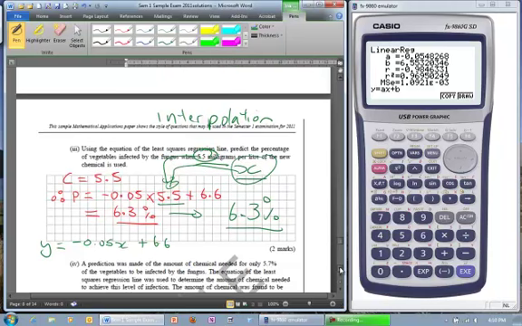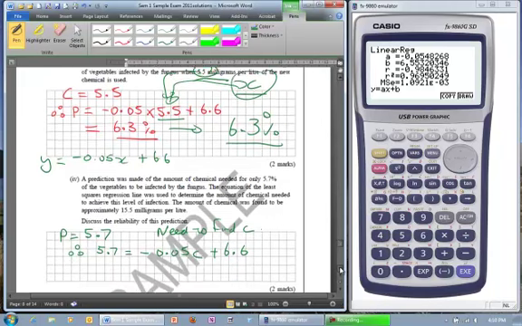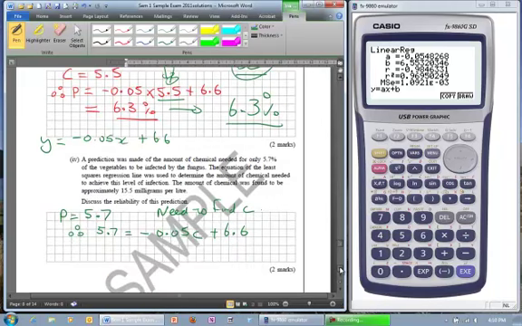Okay, now a prediction was made of the amount of chemical needed for only 5.7% of the vegetables to be infected. The equation of the least squares line was used to determine the amount of chemical needed to achieve this level of infection. So we're looking at the 5.7. Now this is your y value, so we need to substitute it into the equation, or the P value if you're using that way.